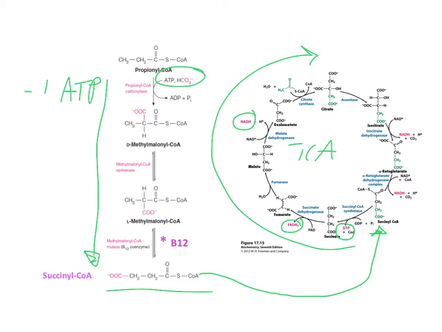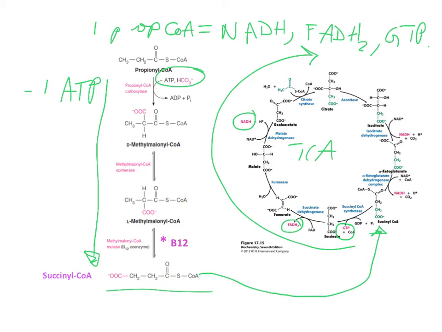Did you get all that? So 1 propenyl-CoA is going to equal an NADH, just 1 FADH2, 1 GTP, and then it's also going to cost you an ATP. And you're going to need to include all of that when you do your ATP math.